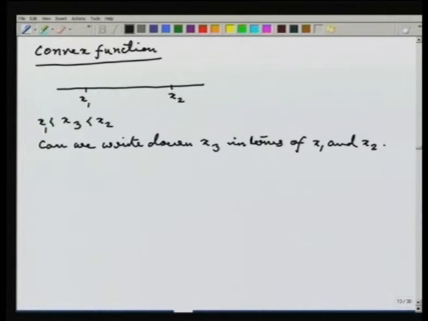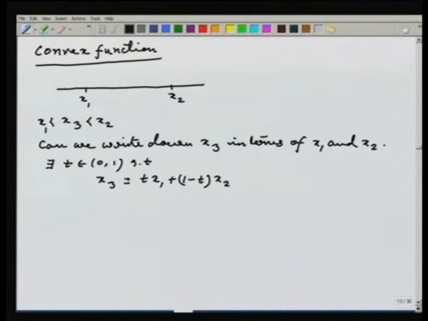Well, it turns out the answer is that there exists a t in the open interval (0, 1) such that x3 = t x1 + (1 - t) x2, which I leave as an exercise for you to verify: given any x3 between x1 and x2, there exists a t in the open interval (0, 1) such that x3 is t x1 + (1 - t) x2. Well, if x3 turns out to be equal to x1, then you just take t to be equal to 1.